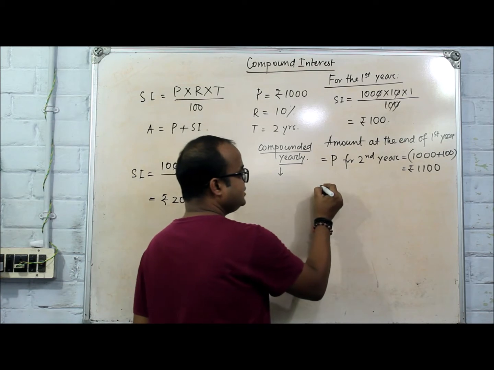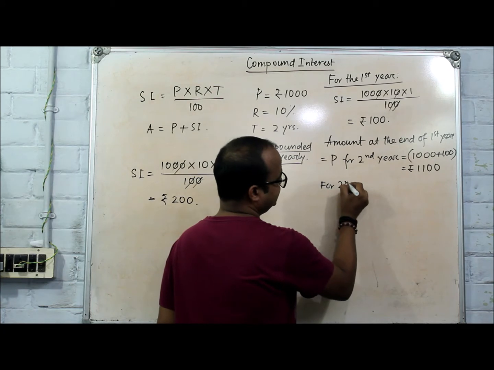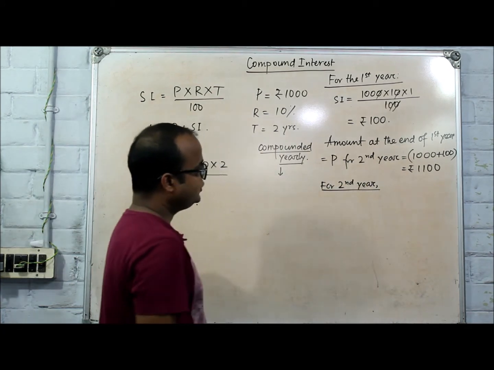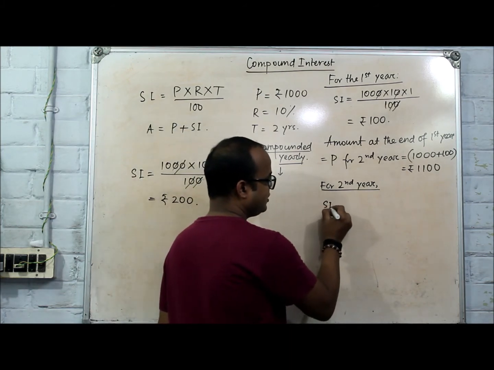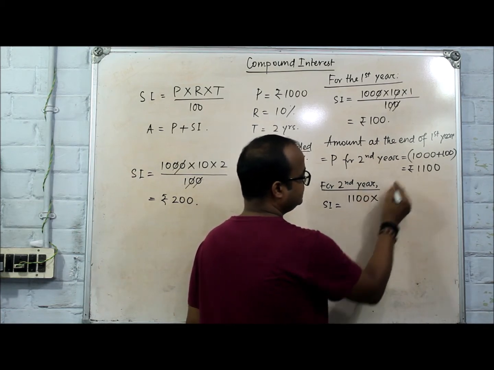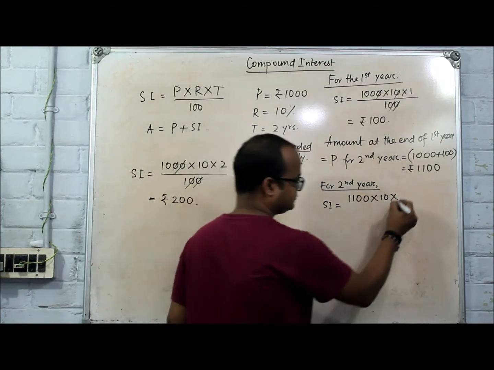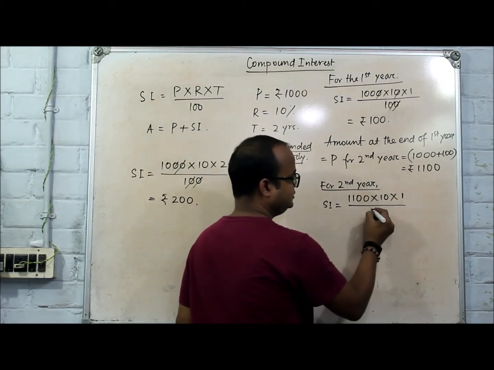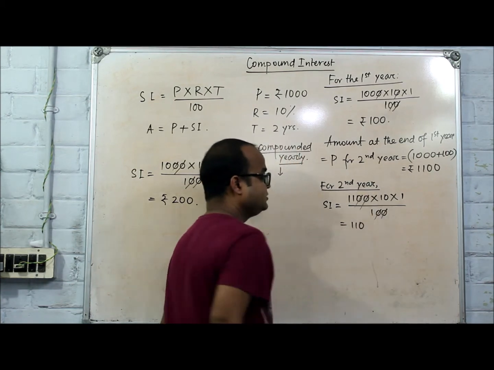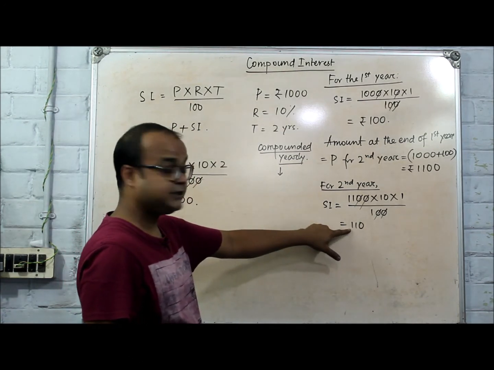Now we calculate the interest gained for the second year. So for the second year, SI is equal to P into R, 10%, and T compounded yearly, 1, by 100. So you are getting 110. Clear? Now this SI is 110.